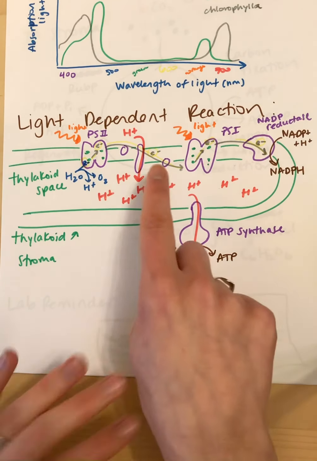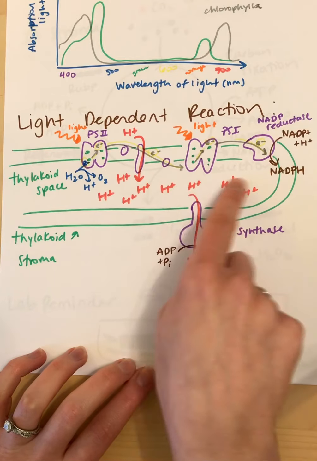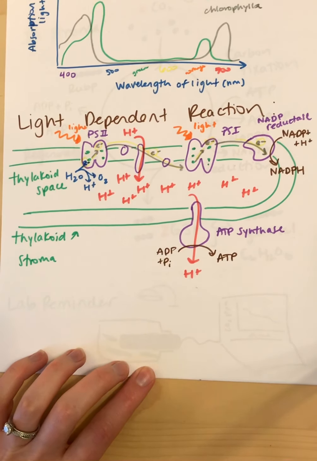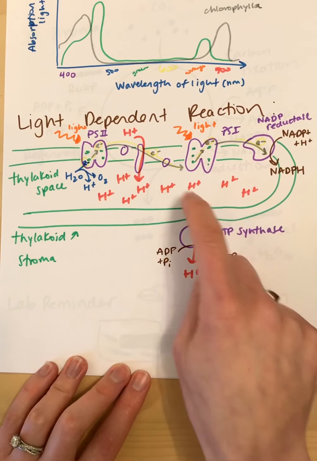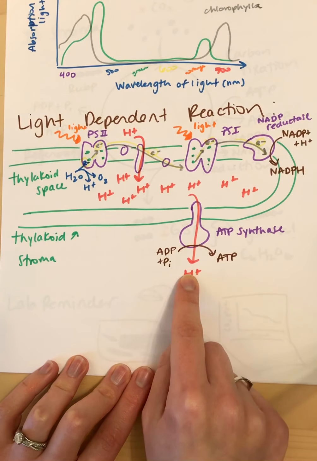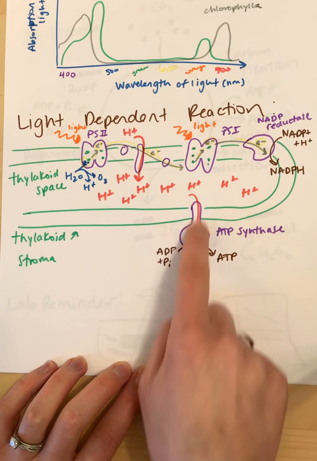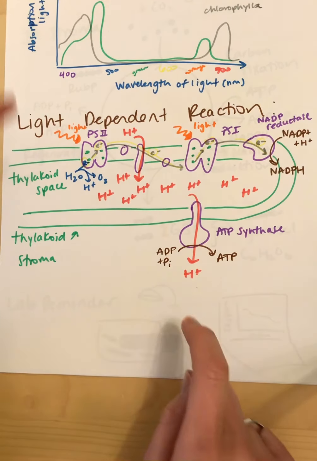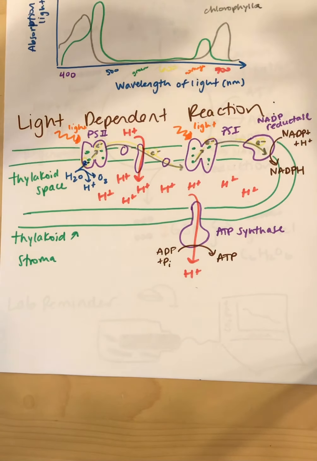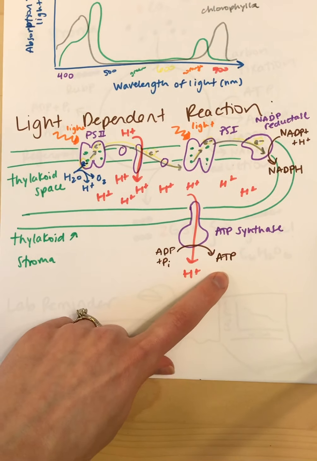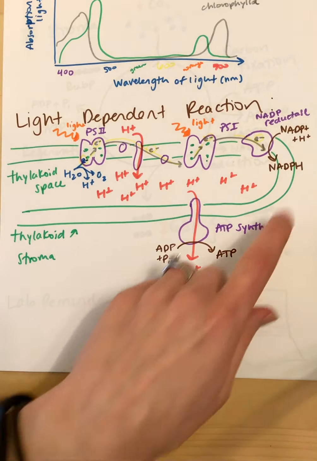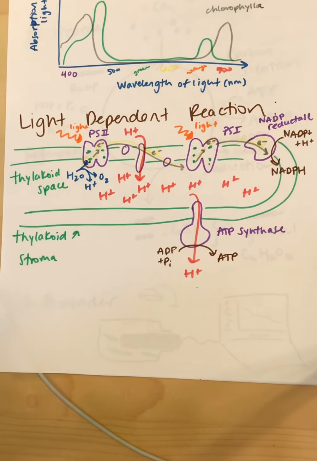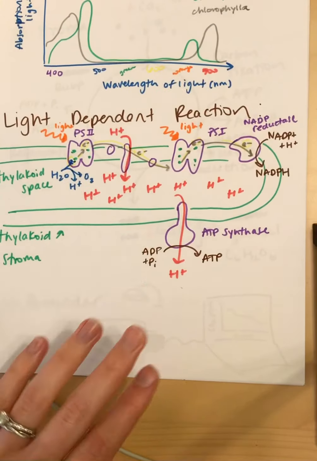Then the high concentration of hydrogen ions, aka protons, that have built up in the middle here of the thylakoid space, rush out of the ATP synthase, and they provide the energy for ADP to be combined with inorganic phosphate to make ATP. So that's how ATP is made in the light-dependent reaction. So the ATP and the NADPH then go to the Calvin cycle where they are needed.